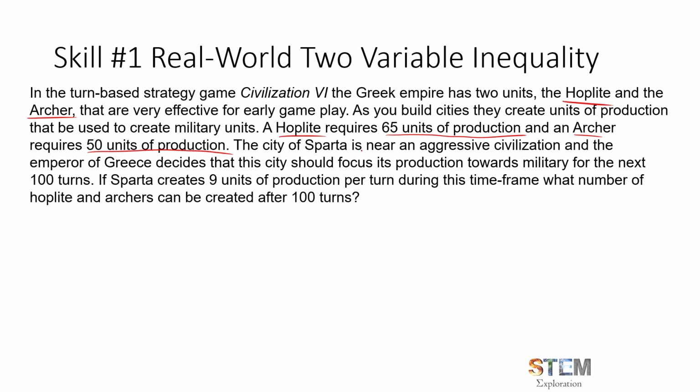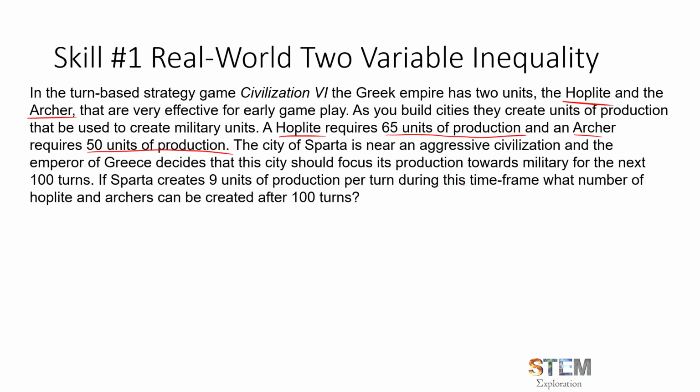The city of Sparta, which is a city in the Greek Empire, is near an aggressive civilization, and the Emperor of Greece decides that the city should focus its production towards military for the next 100 turns. If Sparta creates 9 units of production per turn during this time frame, what number of hoplites and archers can be created after 100 turns?